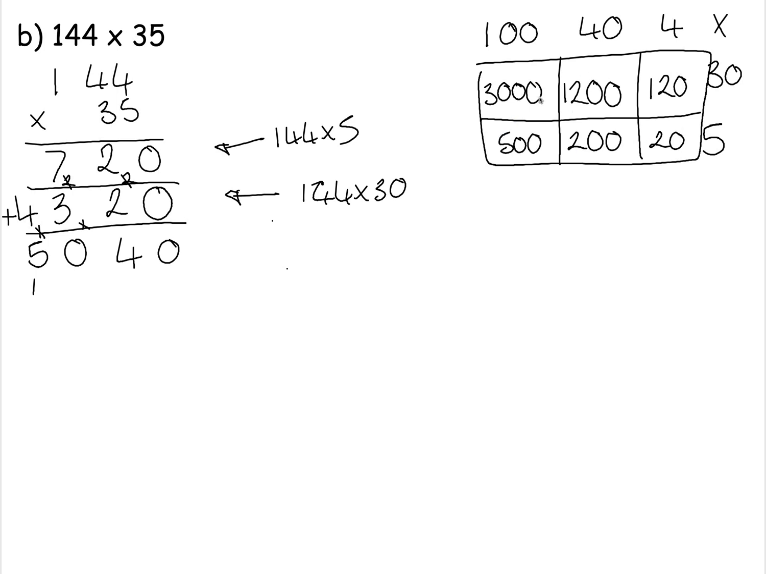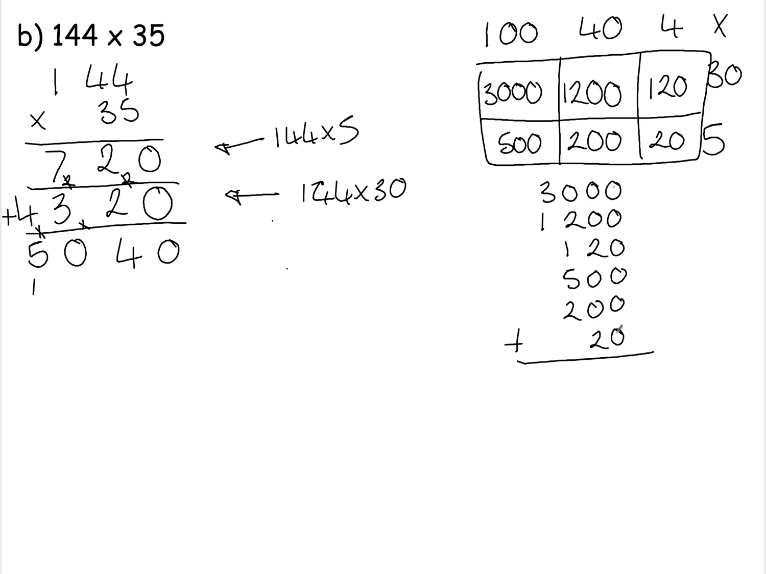Now add up all of these numbers. So 3000, 1200, 120, 500, 200 and 20. Making sure units are in line, your tens are in line, your hundreds are in line, etc.